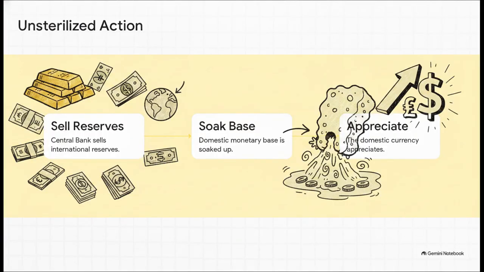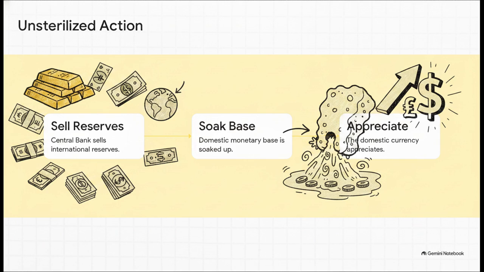Let's look at exactly how central banks pull the mechanical levers today to perform an unsterilized intervention. This is how they manipulate their currency's value without committing to a totally rigid standard. If a central bank wants its currency to strengthen or appreciate, they start by selling off their international reserves, like foreign currencies or gold. Next, they receive domestic currency in exchange, which effectively removes it from circulation, soaking up the domestic monetary base. Finally, because there is literally less domestic money out there in circulation, inflation expectations drop, and each remaining unit of your currency becomes more valuable.